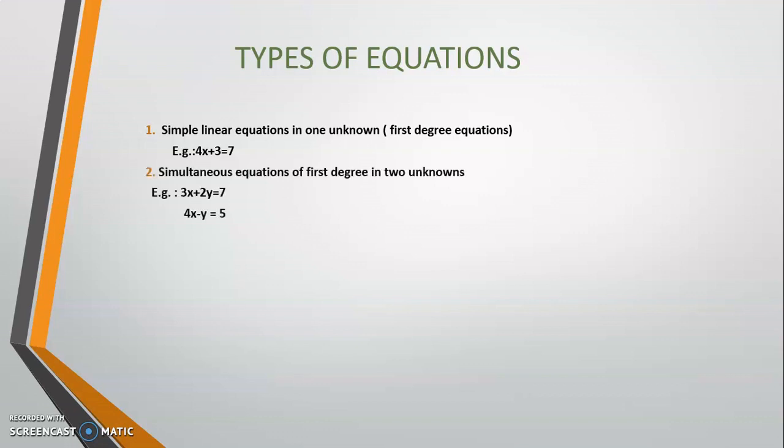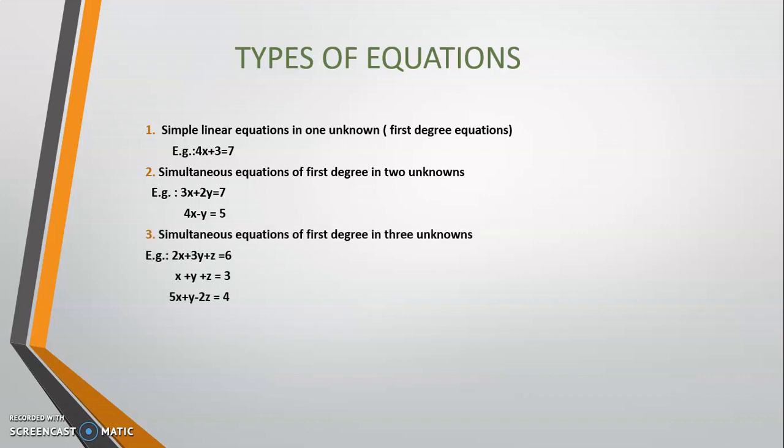The second type of equation is simultaneous equations of first degree in two unknowns. Example, 3x + 2y = 7 and 4x - y = 5. Two equations come together, so it is called simultaneous equations. And here the unknowns are x and y, and the degree of the unknowns is 1. So it is known as simultaneous equations of first degree in two unknowns.